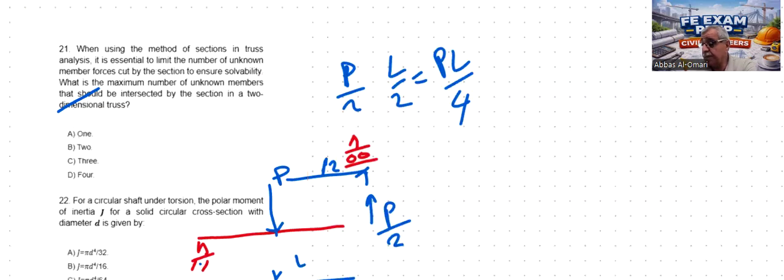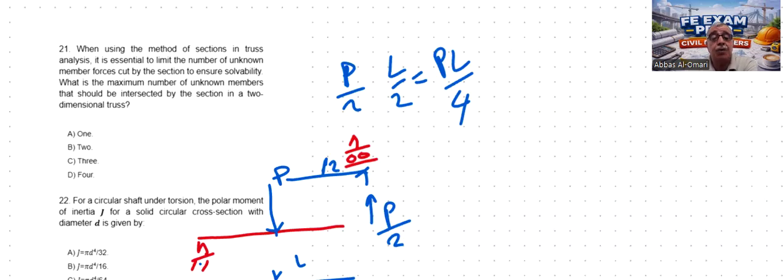When using the method of sections in truss analysis, it is essential to limit the number of unknown forces cut by the section to ensure solvability. What is the maximum number of unknown members that should be intersected by the section in a two-dimensional truss? Now, when we do a section in a truss, we have three equations of static equilibrium: sigma Fy equal to 0, sigma Fx equal to 0, and sigma M at a certain point equal to 0. So we have three equations.